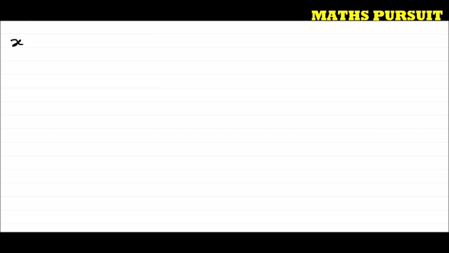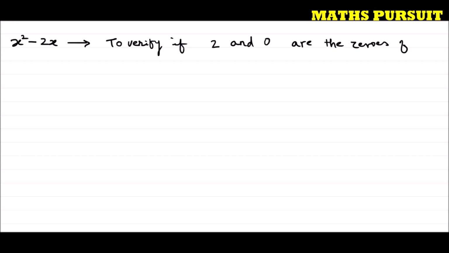Question has given us this polynomial x^2 minus 2x, and question is asking us to verify if 2 and 0 are the zeros of this polynomial. Question is just asking us to verify if 2 and 0 are the zeros of this polynomial or not. Now guys, let us see how we can solve this question.